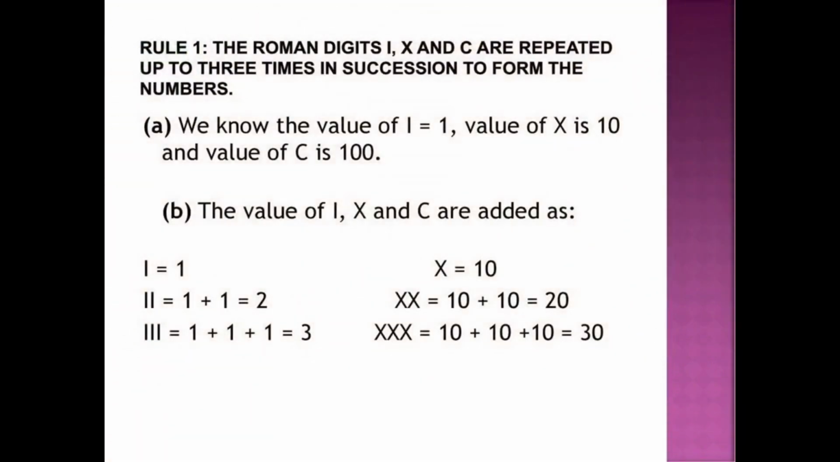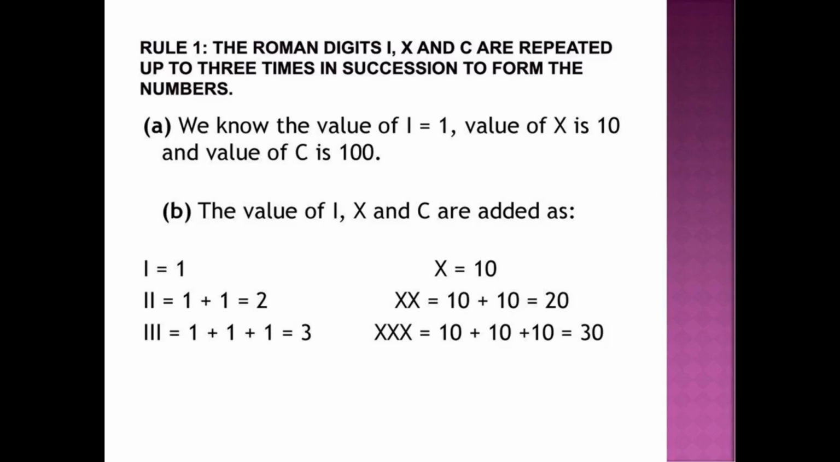Now rule number 1 says that the Roman digits I, X and C are repeated up to 3 times in succession to form the numbers. A part, we know the value of I is 1, the value of X is 10 and the value of C is 100. The value of I, X and C can be added as I is equal to 1, so double I means 1 plus 1 is equal to 2. Triple I means 1 plus 1 plus 1 is equal to 3.